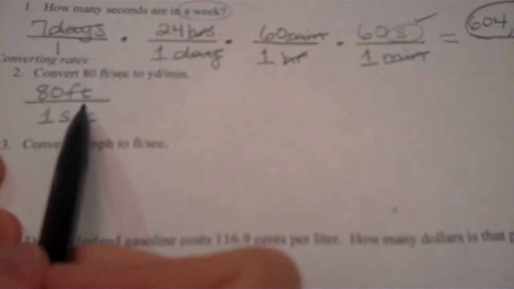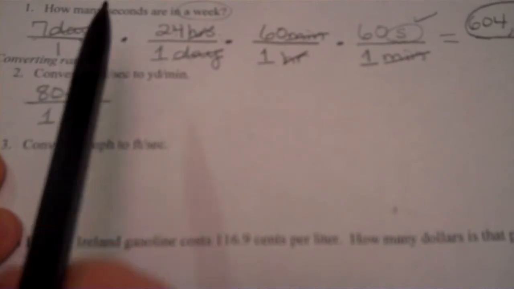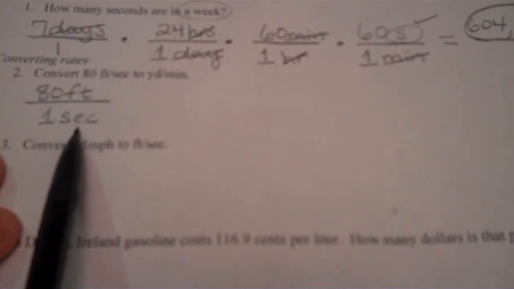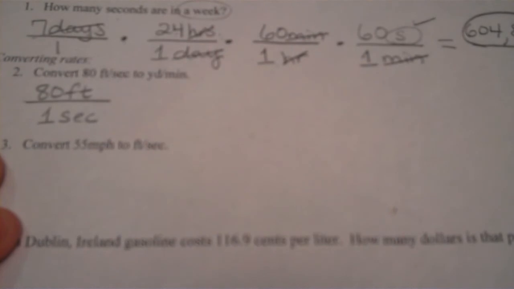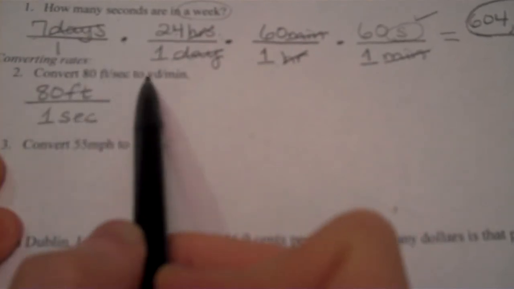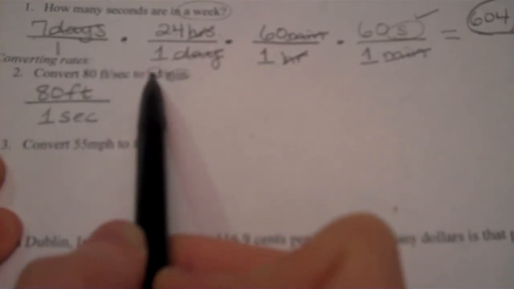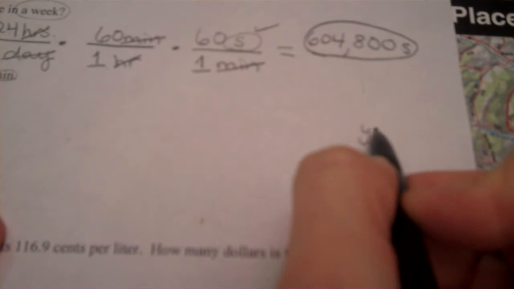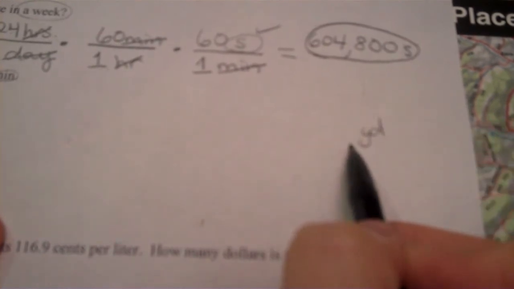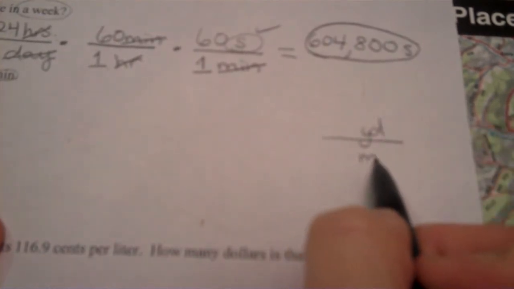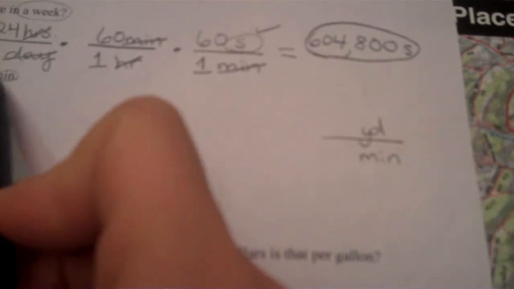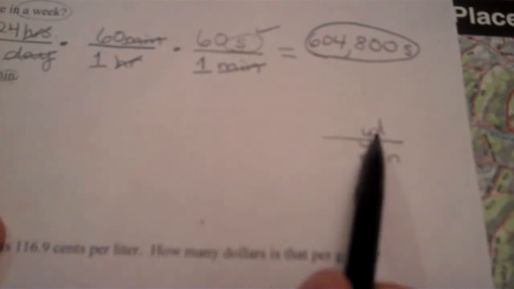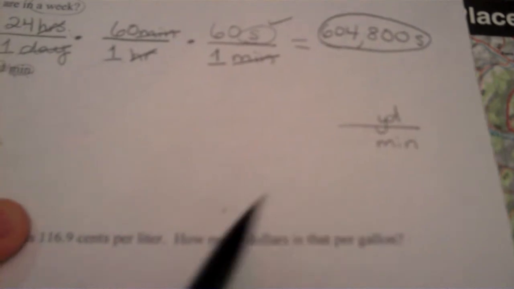Now this one's different, because up at this one, I just had days. I had no unit on the bottom. This one has a unit on the bottom, okay? So the idea here is we're trying to get feet per second to yards per minute. So what that means is my end result, when I get to the very end, I want to have yards on the top, and I want to have minutes on the bottom. That's what yards per minute means, right? So the label I want on the top is yards, the label I want on the bottom is minutes.